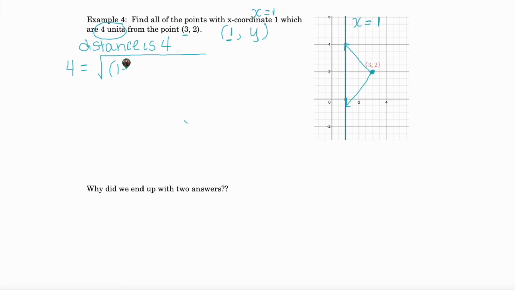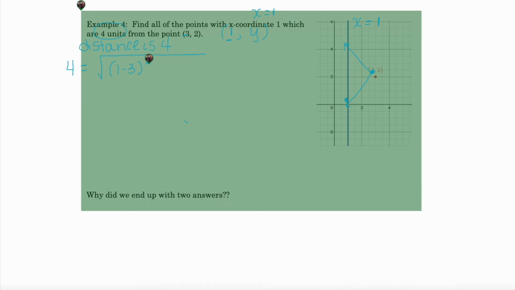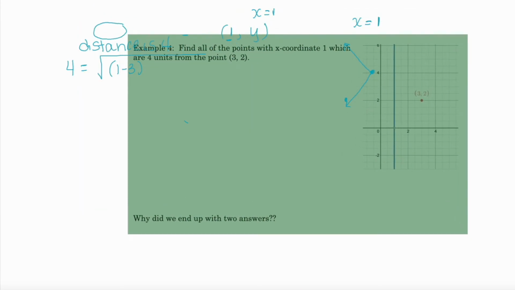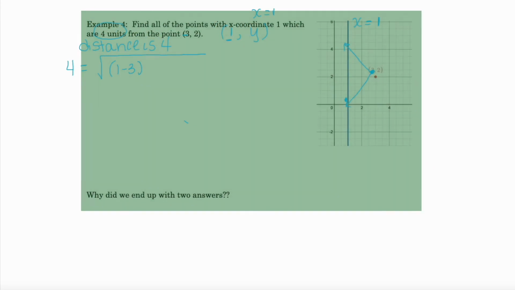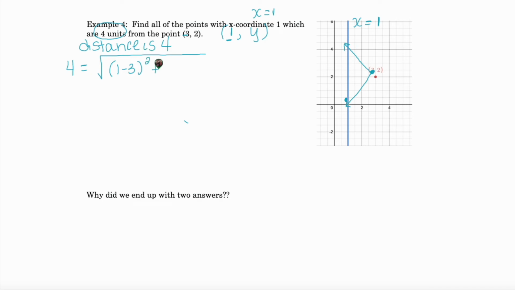1 minus 3 squared plus, now our difference in y values. I don't know what this particular y value is, so y minus 2 squared. So we're going to have to solve for this variable. Well, I'm going to need to undo that square root. So to undo the square root, I'm going to square both sides.